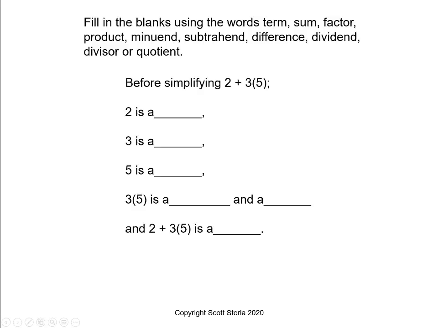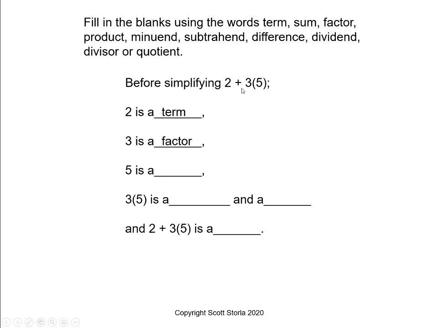Now that we've worked on the order of operations, we can continue with our vocabulary. See if you can fill in the blanks for this question. When I look at the 2, I notice it's to the left of an addition symbol, and so that makes 2 a term. When I look to the right of the addition, I see the 3, so it's common to think of the 3 as a term also. But in fact, 3 isn't a term, it's a factor.